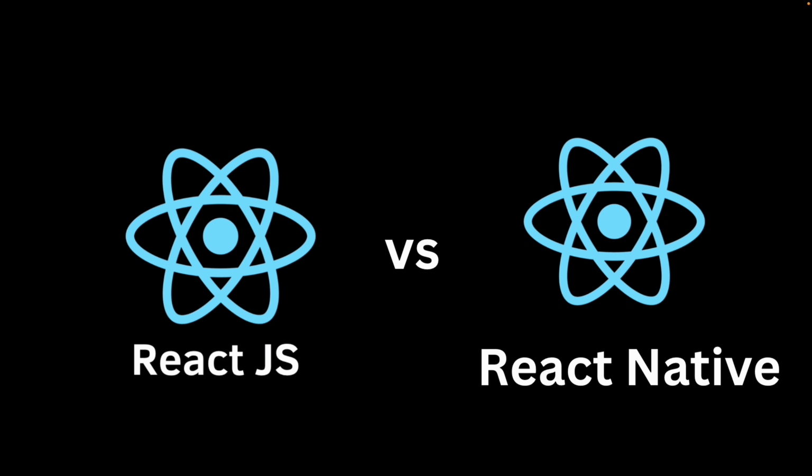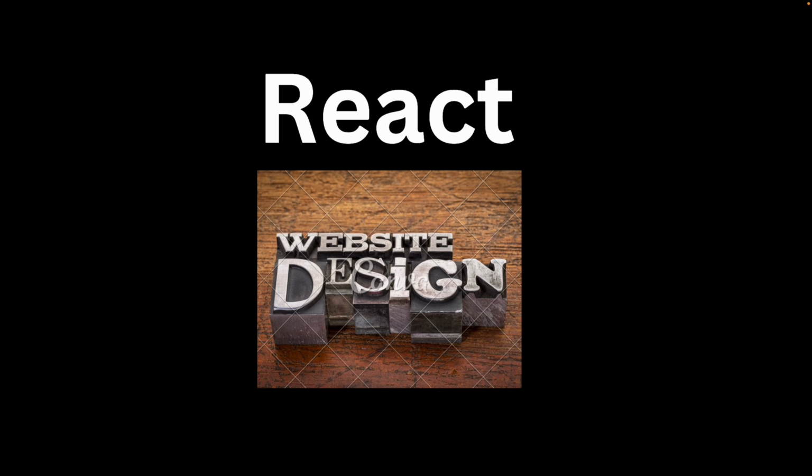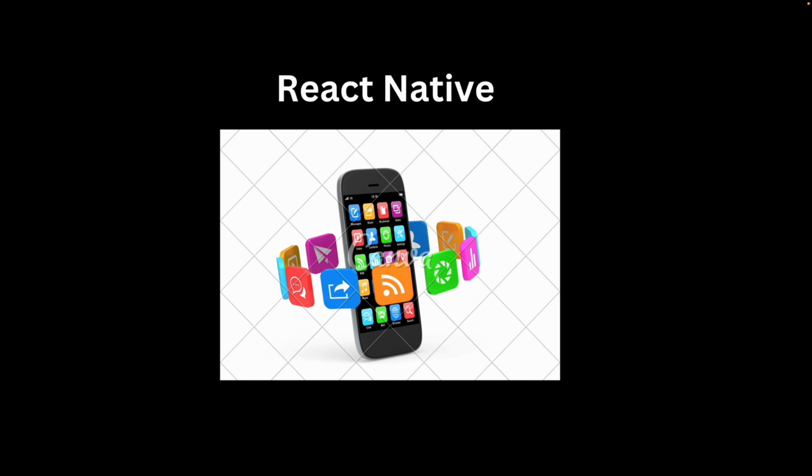So today we are going to learn the key difference between React.js and React Native. React.js is a JavaScript library we use for building web applications. React Native is a mobile framework we use for creating mobile applications. This is React.js, and we use it for web applications with HTML, CSS and JavaScript. And this is React Native, which we use for creating mobile applications for Android and iOS.